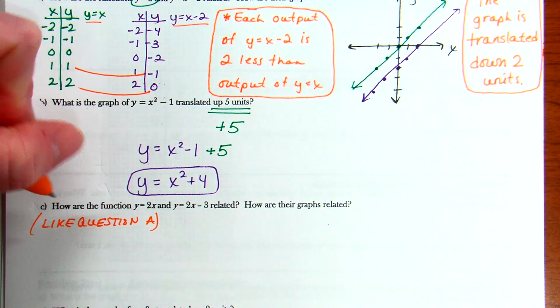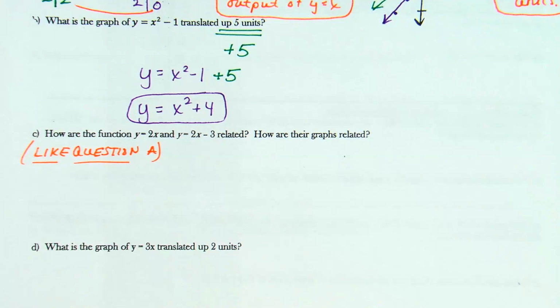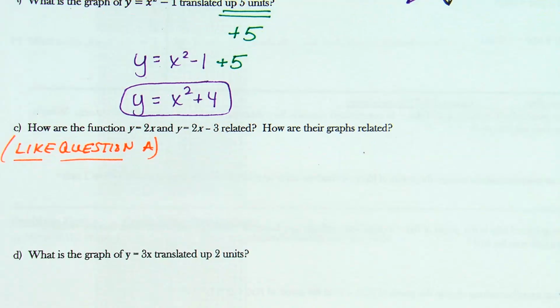So if this is question A, and we have the equations y equals 2x and y equals 2x minus 3, how are they related? How are their graphs related? Okay, they're parallel. What else? It's going to go down 3. So when we look at the graph, it's going to be translated down 3, right?